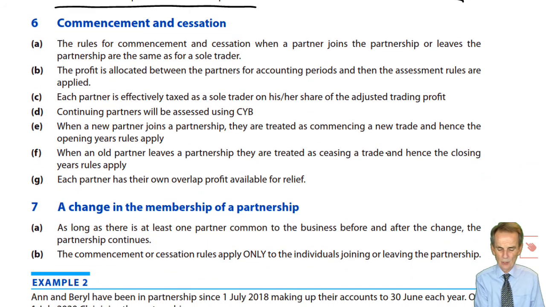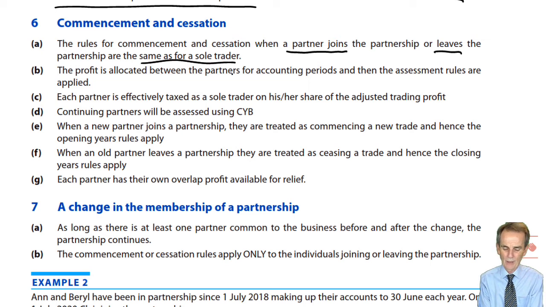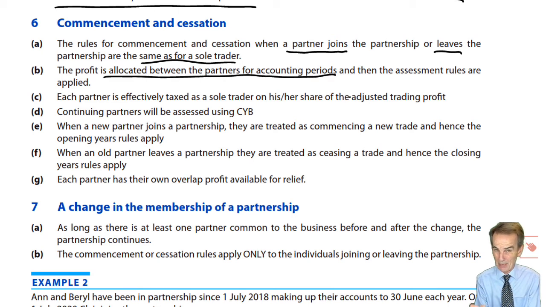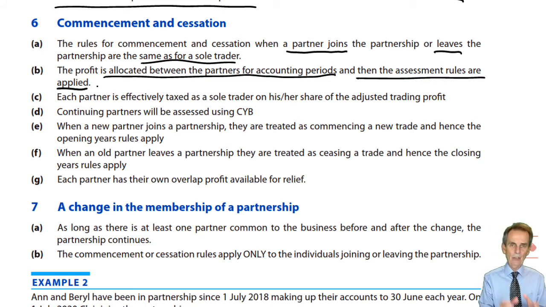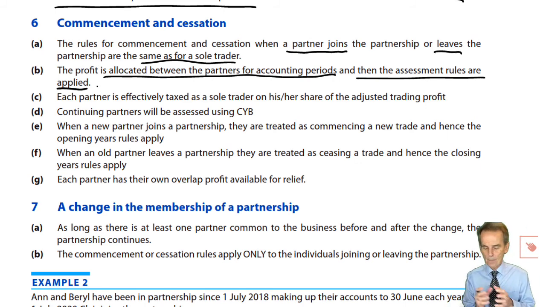The rules for commencement and cessation, when either a partner joins or a partner leaves the partnership, are exactly the same as we've used for a sole trader. What do we do? The profit is allocated between the partners for accounting periods, not tax years, and then the assessment rules are applied. Only having divided the profit of the accounting period and got each partner's share do we then pick up on, so what basis of assessment do we now use? CYB for continuing partners, opening year rules for new partners, closing year rules for any old partners exiting the partnership.